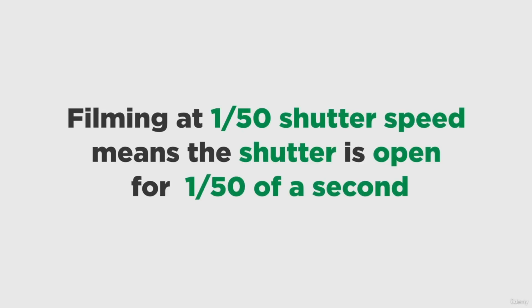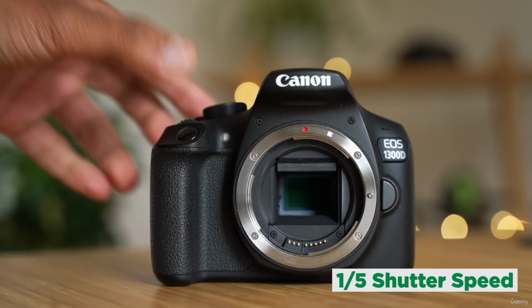For example, if I'm filming something at 1/50th of shutter speed, which means that the shutter is open 1/50th of a second while filming that video. And why shutter speed is so important. Let me give you a more clear example of what shutter speed actually looks like. So this is a photo which is clicked at 1/5 of a shutter speed.